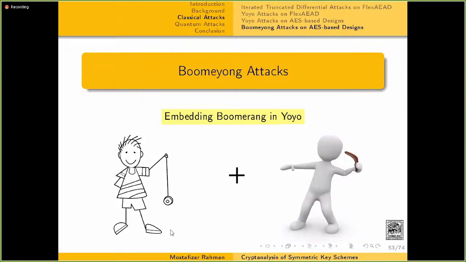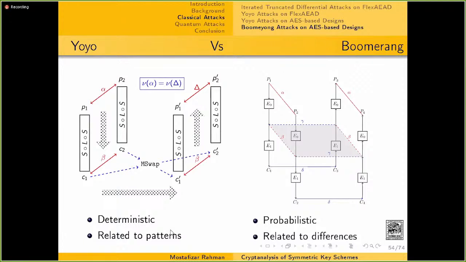Next is the boomerang attack. In the boomerang attack, we have combined the yo-yo with the boomerang. So this is our yo-yo and the boomerang, and there are some differences between them. In the yo-yo, this is a deterministic distinguisher, and this is mainly related to the patterns. So there is a zero difference pattern for alpha and a zero difference pattern for delta, and we know that these two zero difference patterns should be equal in the case of yo-yo.